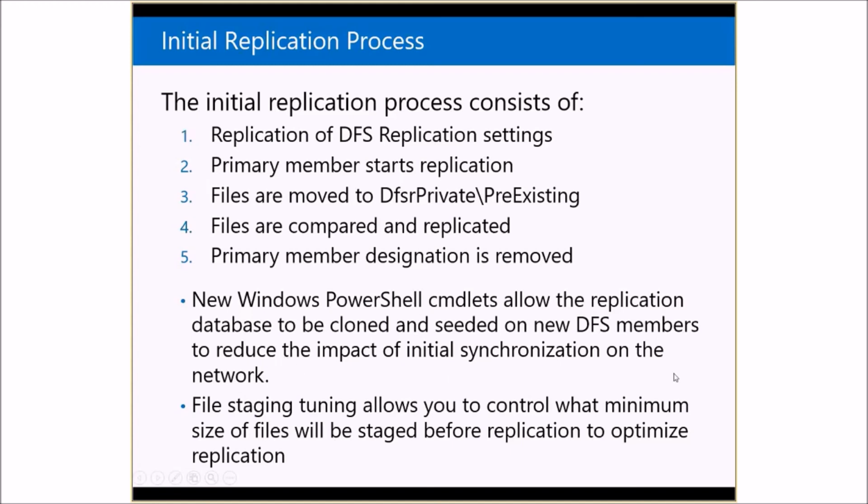There are new PowerShell commandlets that allow the replication database to be cloned and seeded on a new DFS member, to reduce the impact of initial synchronization on the network. So what does that mean? That means putting it onto that portable hard drive, physically moving it to the new location, and then synchronizing from that portable hard drive instead of having to send terabytes of data through the WAN link. File staging tuning allows you to control what minimum size of files will be staged before replication, to optimize the replication and the amount of space.